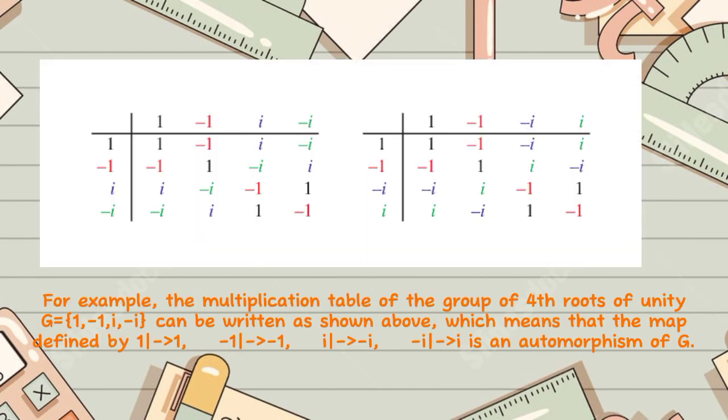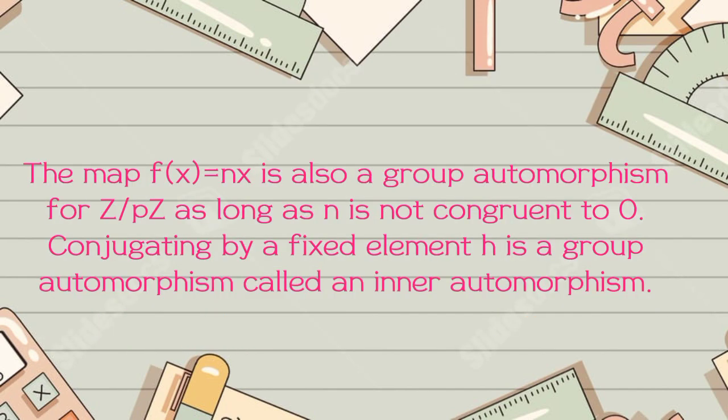For example, the multiplication table of the group of fourth roots of unity J = {1, -1, i, -i} can be written as shown above, which means that the map defined by 1 goes to 1, -1 goes to -1, i goes to -i, and -i goes to i is an automorphism of J.